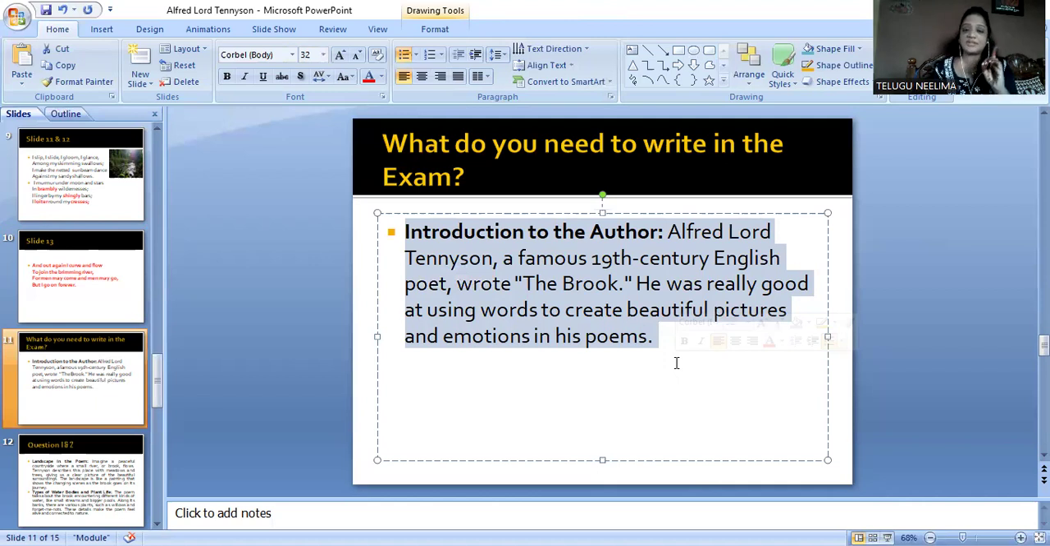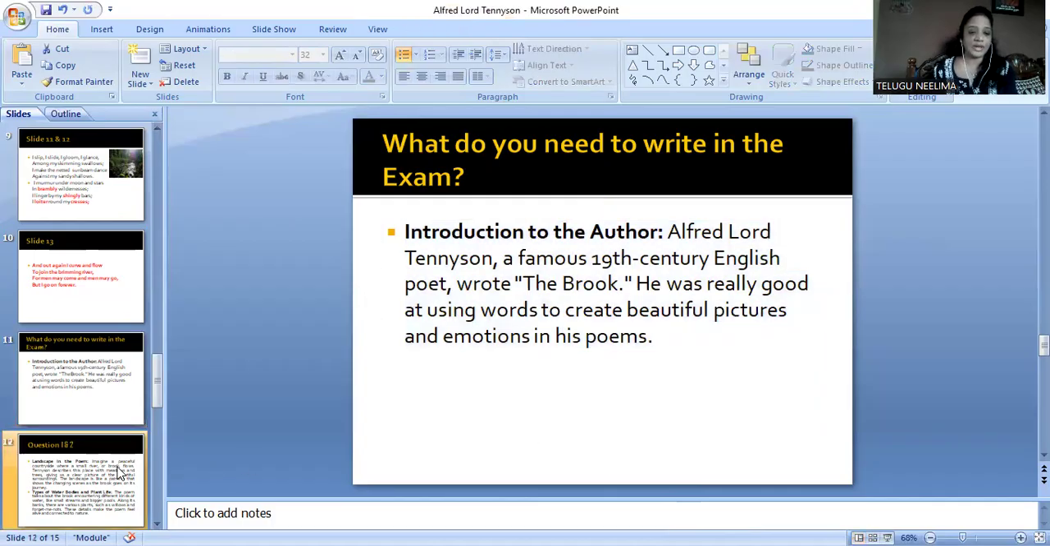So your first way of writing the answer is to give a small introduction to the author like this. Say, for example, Alfred Lord Tennyson is a famous 19th century English poet who wrote The Brook, and he was really good at using words to create beautiful pictures and emotions in his poems.